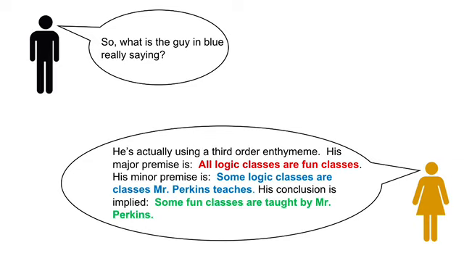And once again, the girl in gold figures it out. She says, he's actually using a third-order enthymeme. And then she breaks it down like this. His major premise is all logic classes are fun. His minor premise is some logic classes are classes Mr. Perkins teaches. So his conclusion is implied. Some fun classes are taught by Mr. Perkins. That's just implied, and it can be inferred.